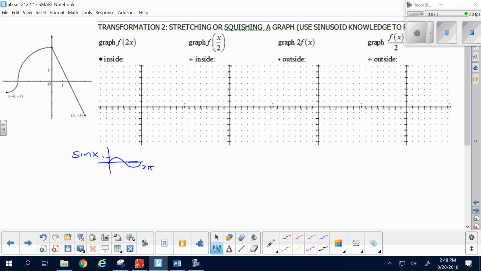Like this. If you were to take sine of 2x, that, hopefully you remember, causes the period to change. In fact, it's half as much, so it would be more like pi. So a 2 inside, multiplying inside, causes a horizontal squish, which is most definitely not a math word. I can't remember the math word for it, so we'll go horizontal squish.